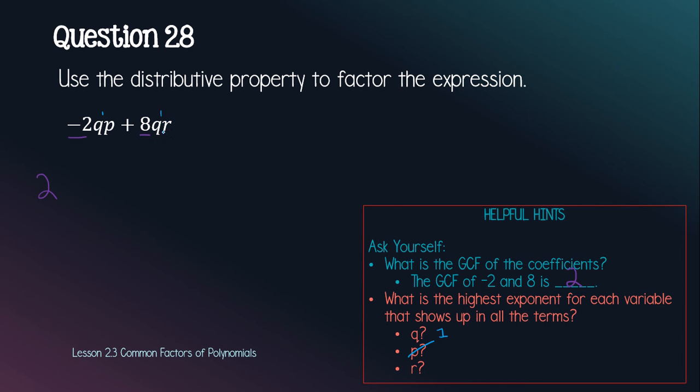And then in the second term here, I have an R, but the first term didn't have an R, so I can't take out any R's. Those are going to be left behind. So I was able to take out one Q, so I'm going to go ahead and put that Q out front as well. That is my GCF.